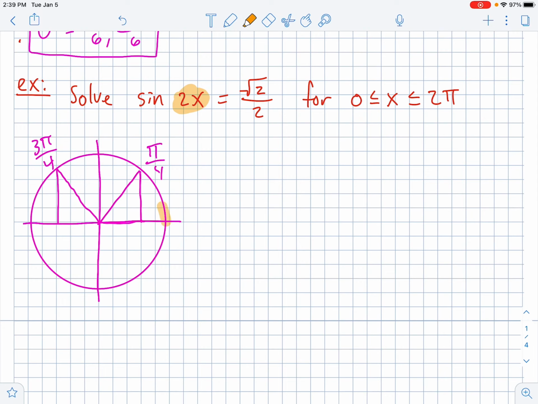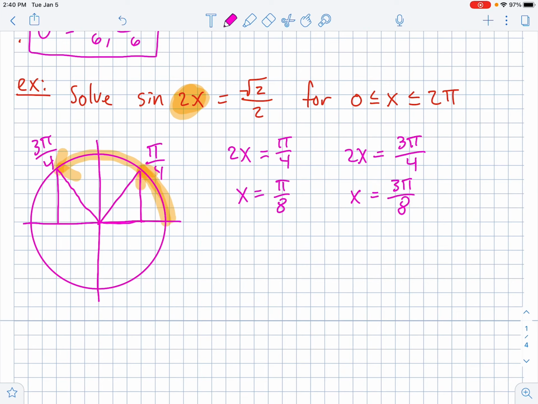Now, that's just the regular theta, that it would be pi over 4 and then around to 3 pi over 4 as well. But that's pretending that this part was just an x. So we have to say that 2x is equal to pi over 4, and 2x is also equal to 3 pi over 4. So when you solve those, to solve for x, you divide both sides by 2, and you get x is equal to pi over 8, and then x is equal to 3 pi over 8.